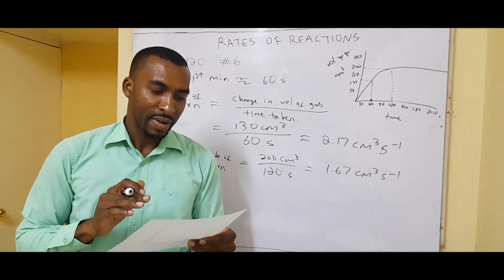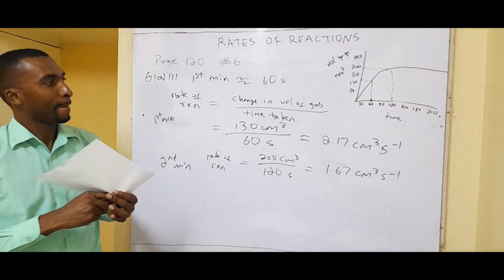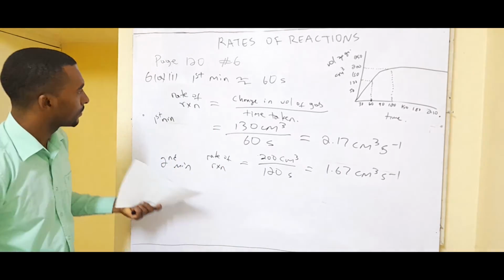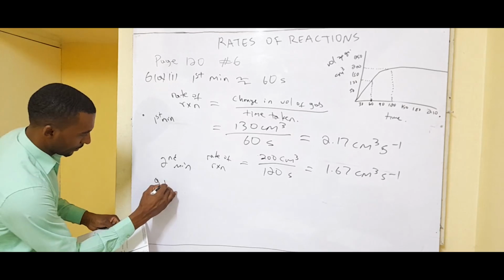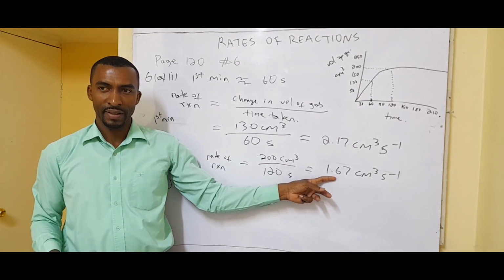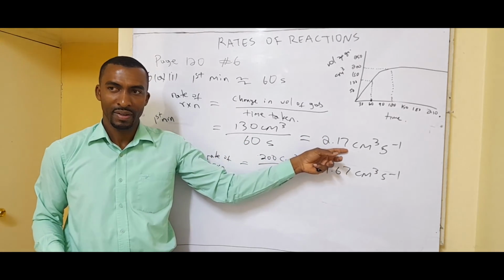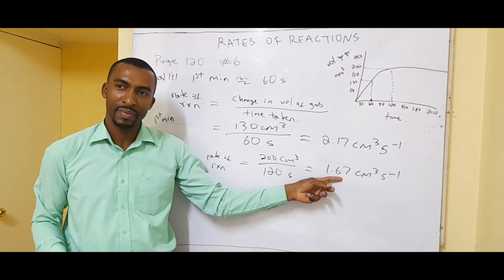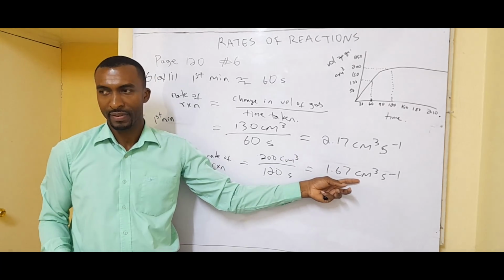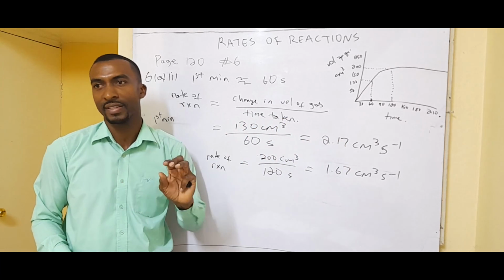It said to explain why the rate of the reaction changes from the first minute to the second minute. Who would like to try? So the rate of the reaction decreases. Agree? Because in the first minute 2.17 cm cube of gas is being produced, by the second minute it's only 1.67 cm cube of gas being produced per second. So you can see that there is an obvious decrease in the rate of gas being produced, and hence the rate of the reaction.